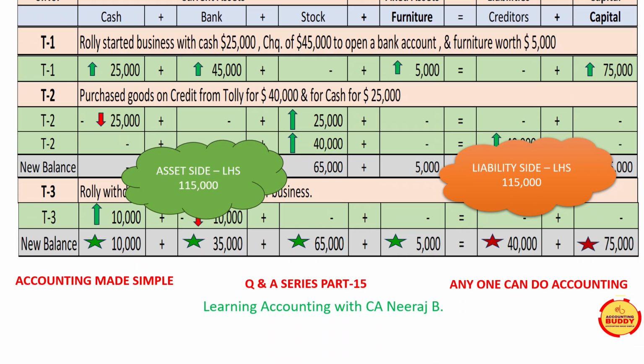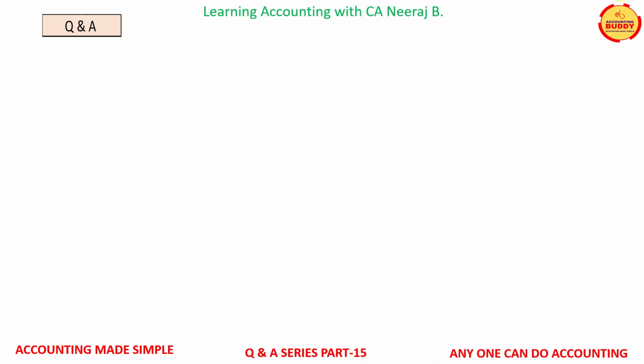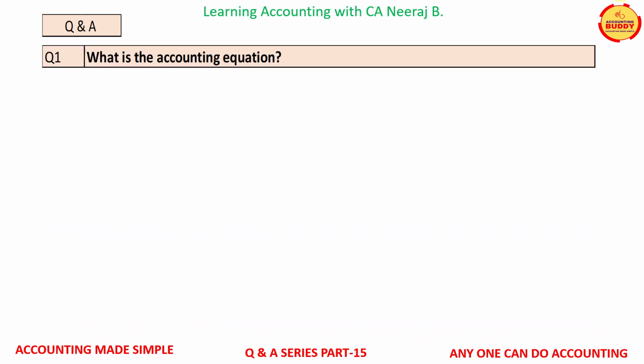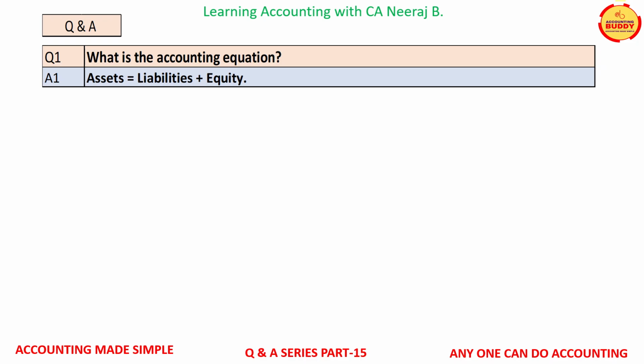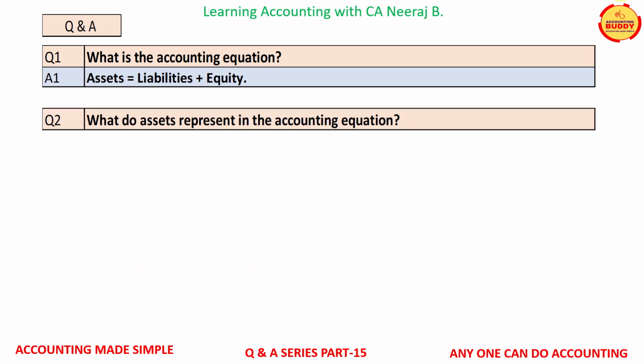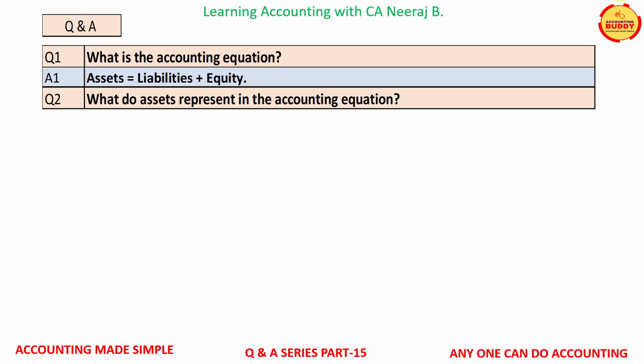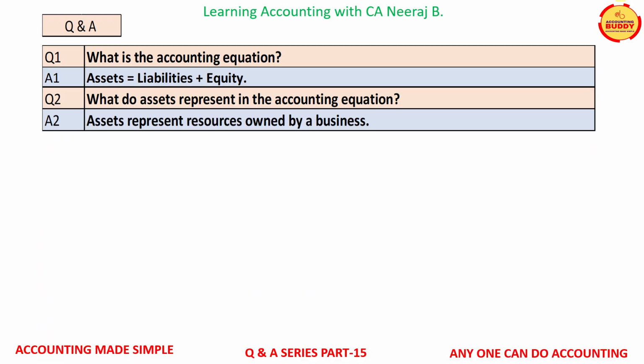Let us now answer few questions related to the topics which we have discussed just now. Question number 1. What is the accounting equation? The answer is assets are always equal to liabilities plus equity. Question number 2. What do assets represent in the accounting equation? Answer is assets represent resources owned by the business.